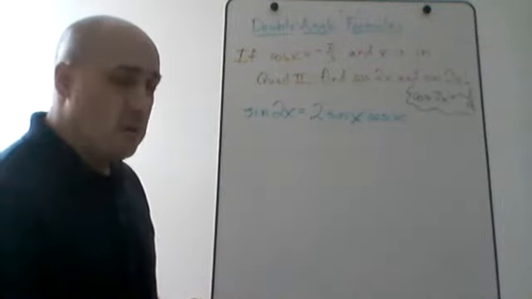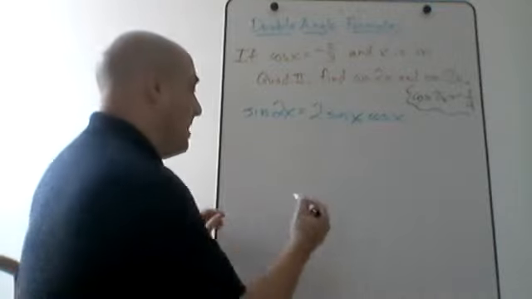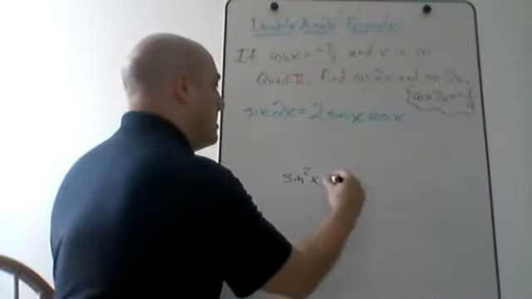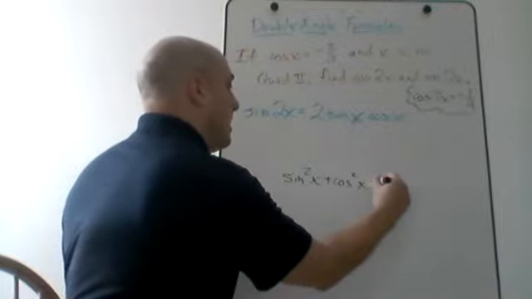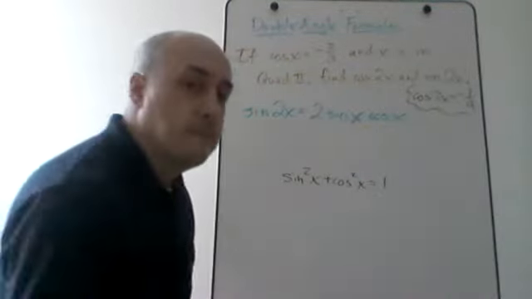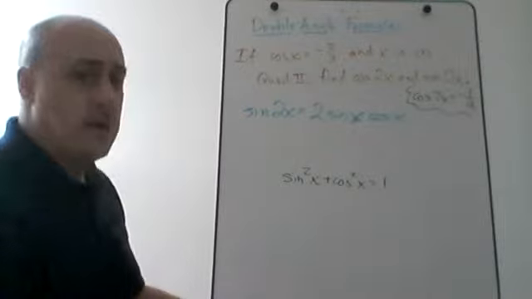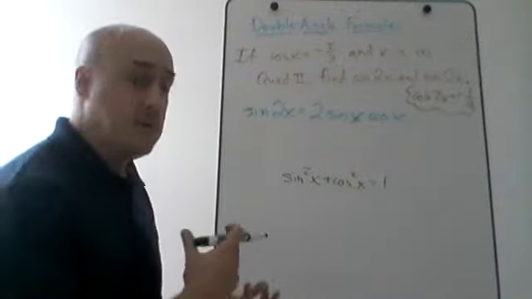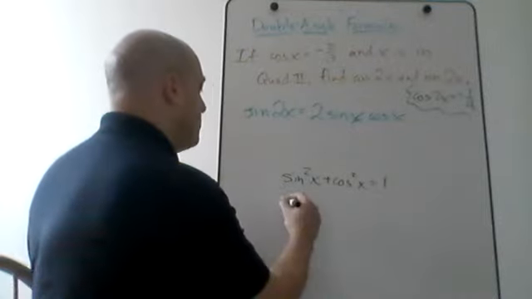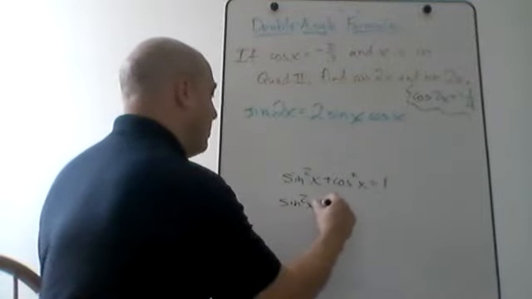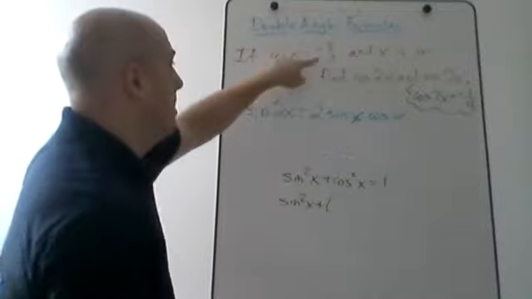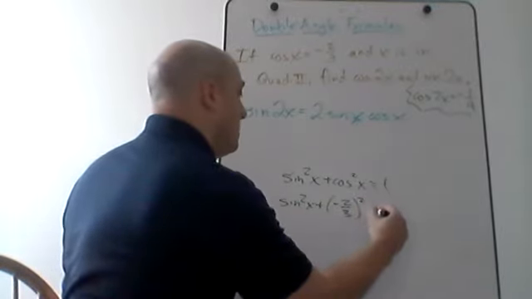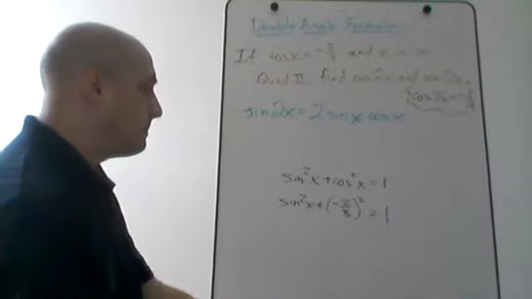If I know what cosine of x is, I can figure out what sine of x is by once again going back to our Pythagorean identity. Sine squared x plus cosine squared x equals 1. Anytime I know sine or cosine of an angle, I can use this formula to figure out the other, whichever one I don't know. So sine squared of x plus, remember, cosine squared of x means this cosine of x, -2/3 squared, equals 1.